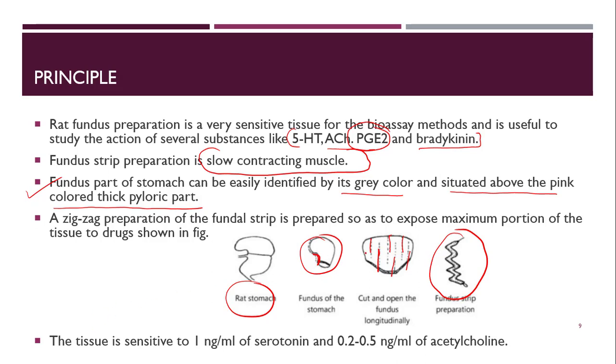Okay, so the cuts should be incomplete. Please remember, the cuts that we make into the fundus strip should be incomplete. If we cut it completely, then we will get separate pieces of the fundus strip, which are useless. So alternately we have to cut, and we have to cut incompletely. The tissue is sensitive to 1 nanogram per ml of serotonin and 0.2 to 0.5 nanogram per ml of acetylcholine, and that's why it is said that it is a very sensitive tissue preparation.